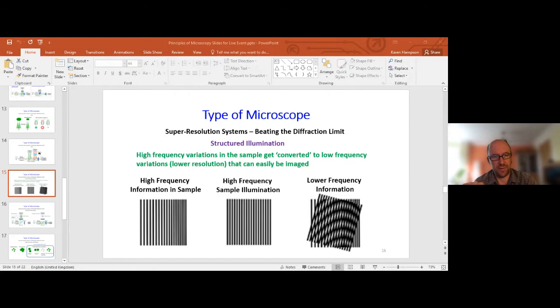So the images you see on the left here would not actually pass through. Although they're in the specimen, this information will not pass through the objective lens towards the camera. However, the image on the right, where you see this Moiré effect and these lower frequency patterns, will pass through, and that can be detected. So what we're basically saying is we're taking information which is beyond the resolution of the microscope, and using this structured illumination pattern to transfer that information into the frequencies which can be imaged by the microscope. And then afterwards, we need to decipher that through computational steps.